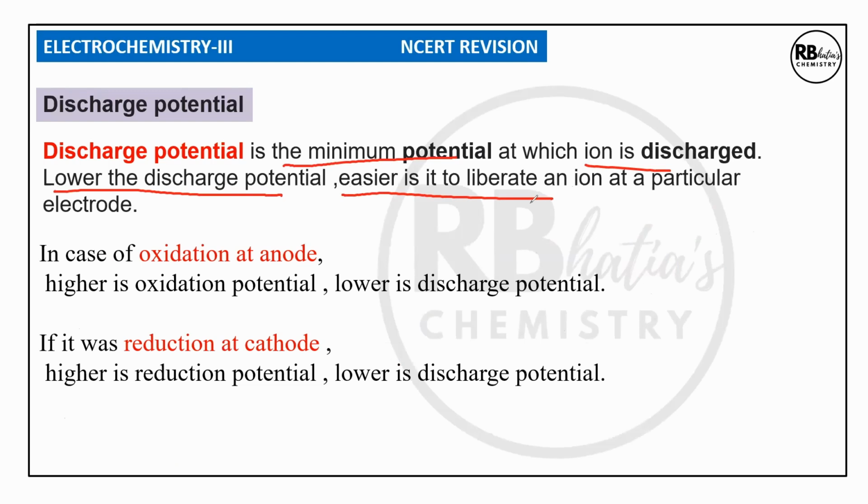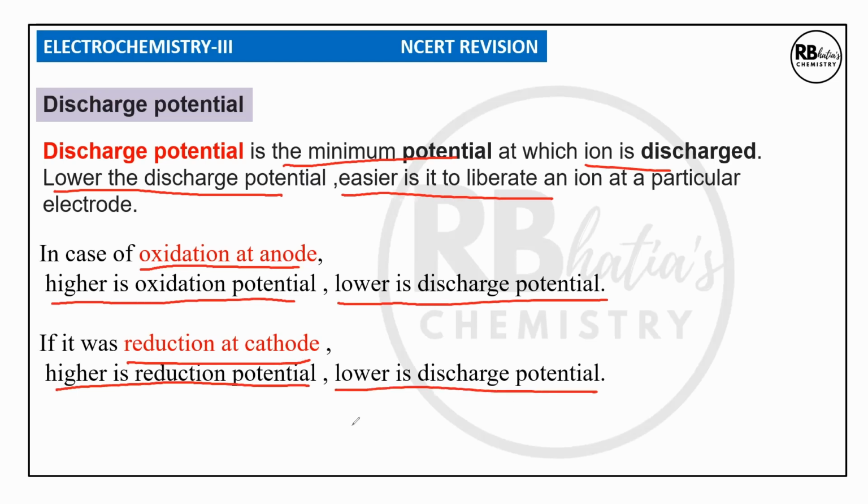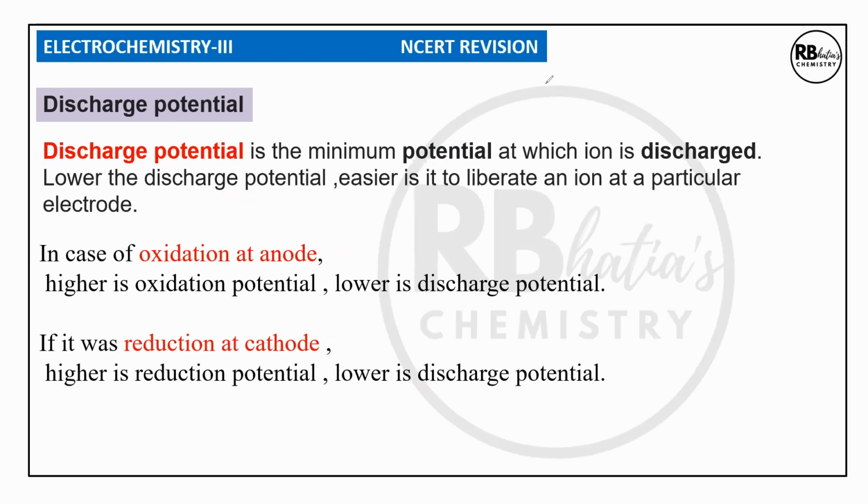So if we just summarize and combine all these concepts, what do we conclude? For oxidation at anode, the higher the oxidation potential, the lower the discharge potential. For reduction at cathode, the higher the reduction potential, the lower the discharge potential. So an ion which has higher oxidation potential and lower discharge potential is preferentially oxidized at anode. Similarly, the ion with higher reduction potential and lower discharge potential is preferentially reduced at cathode.